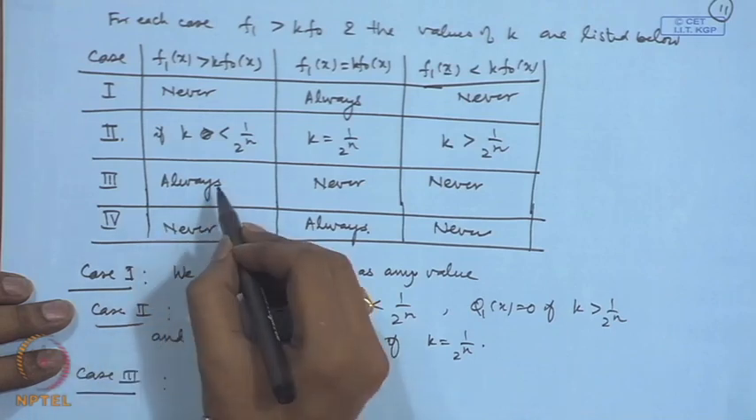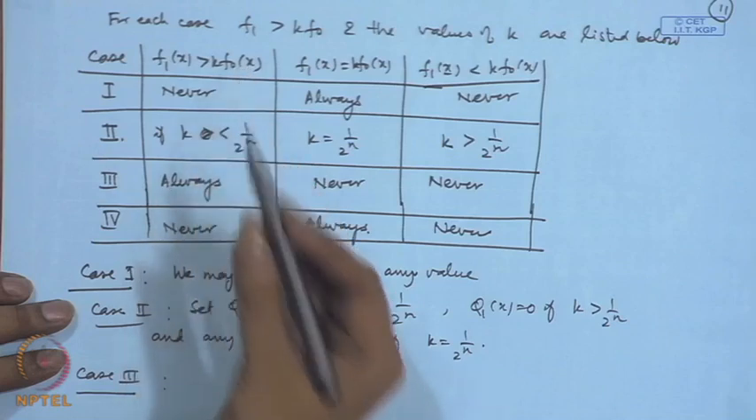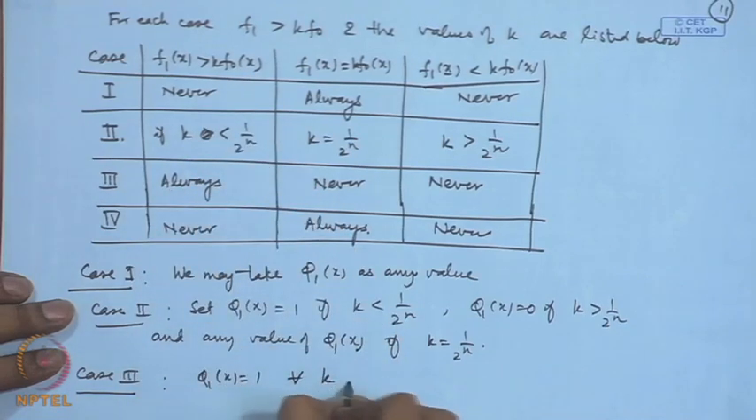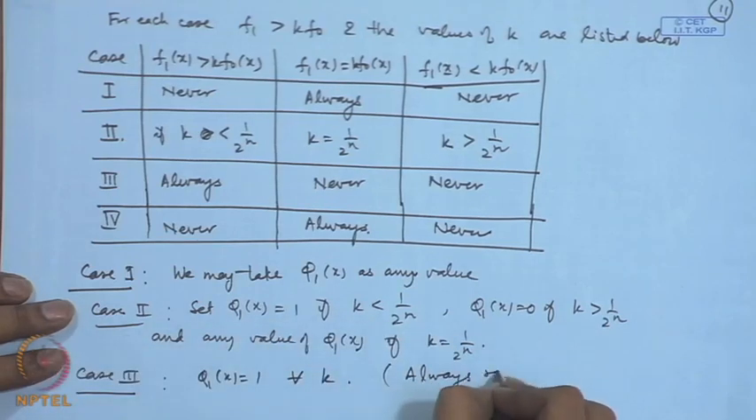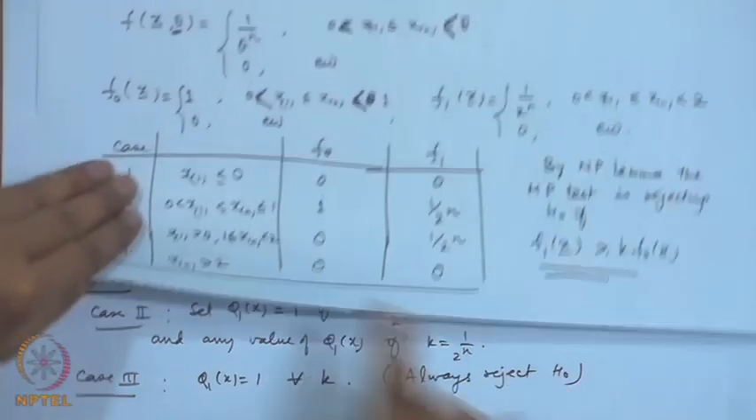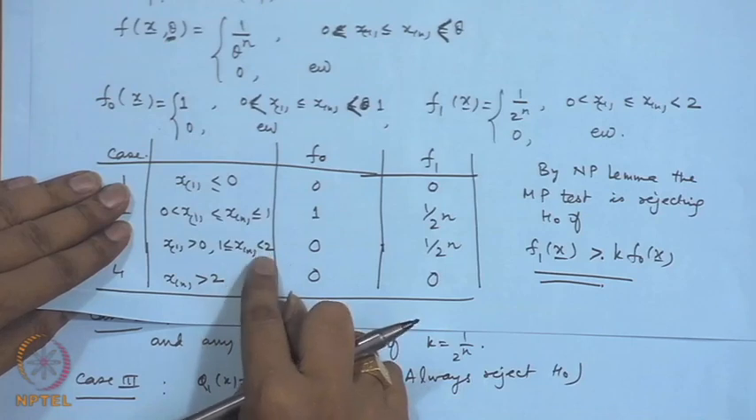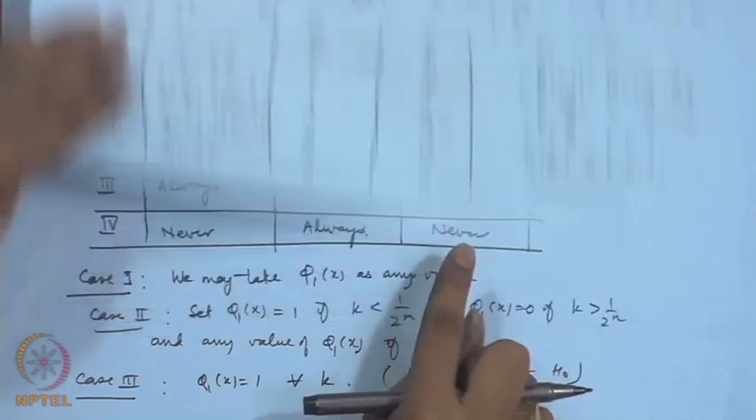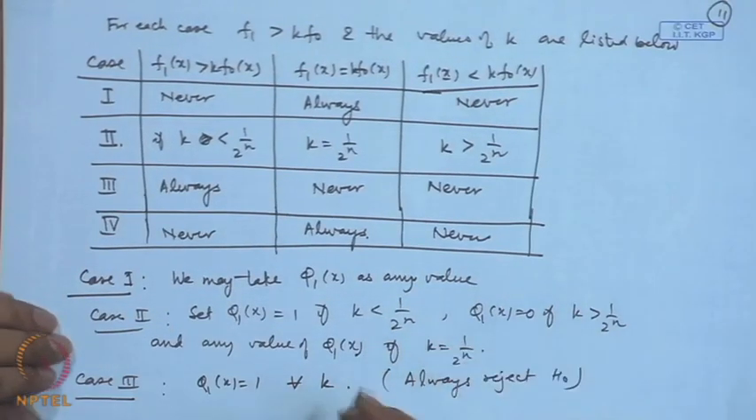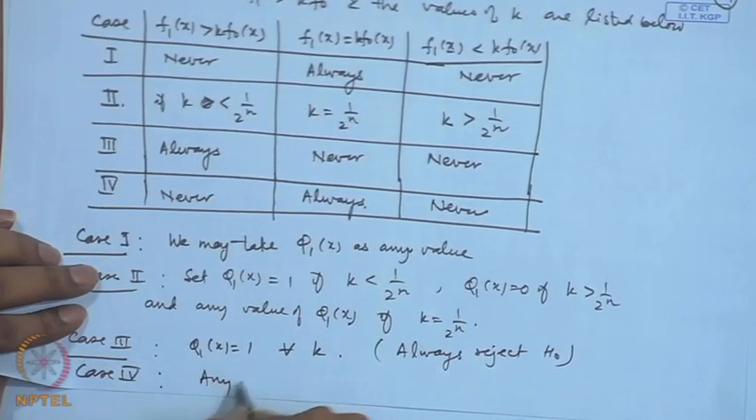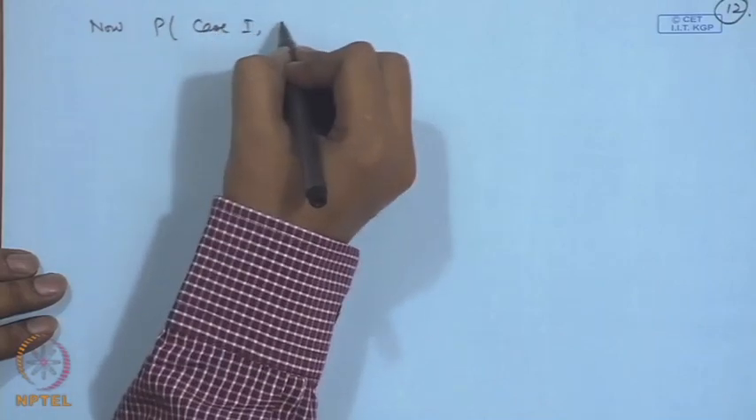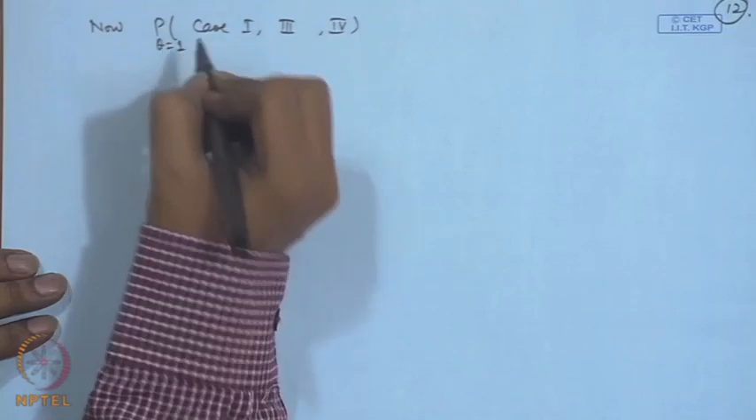If you look at case 3, in this case this condition is always true. So, we always reject, that is phi 1 x is equal to 1 whatever be k, that is always reject h naught. Note here that these are also heuristic, because if we are getting the third case, that is x n is between 1 and 2, that means naturally the observations are from the density uniform 0 to 2, otherwise observation cannot be greater than 1, and therefore we should definitely reject h naught and accept h 1. And in case 4, once again we may put any value of phi 1.